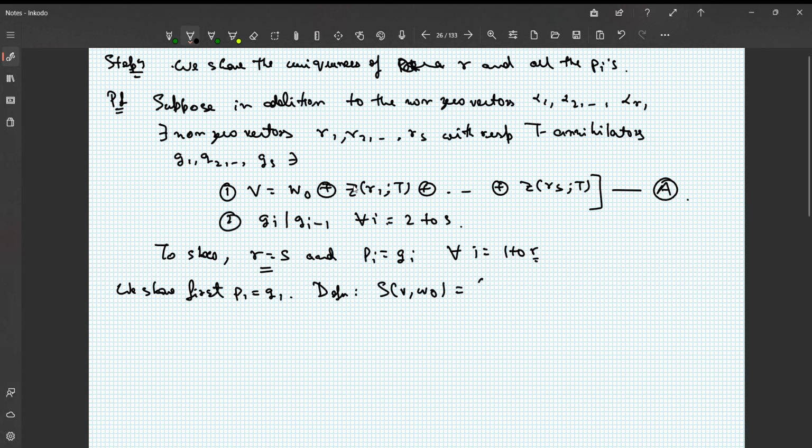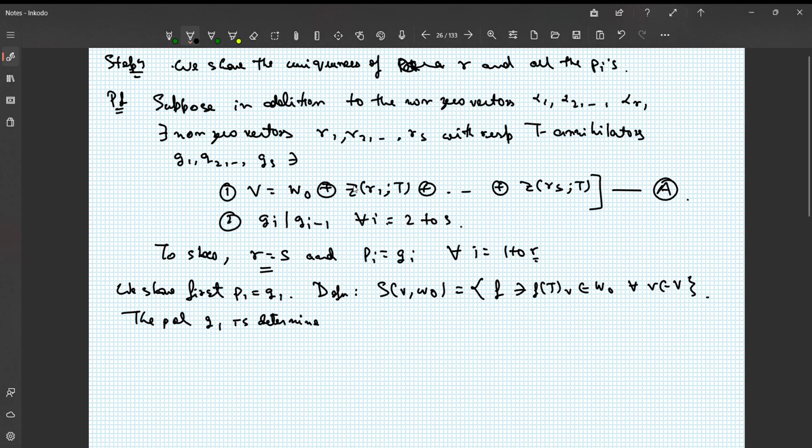So what we do is basically define S(V; W naught) to be the collection of polynomials f such that f(T) of v is in W naught for all v in the vector space. Clear? So this is an ideal of the polynomial ring. Hence, it has a unique monic generator, and that generator is clearly g1.